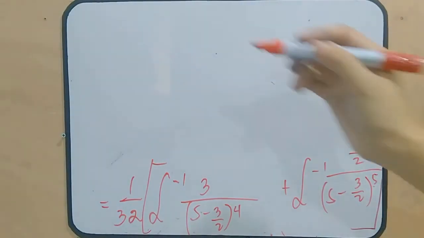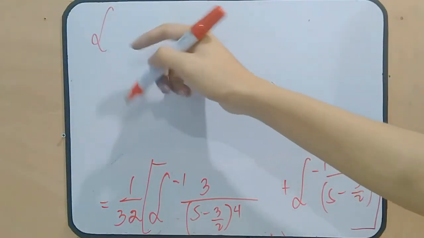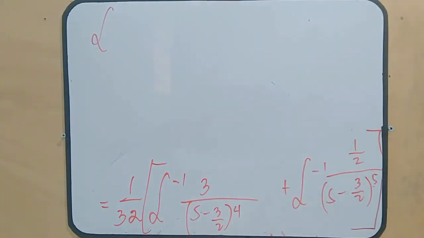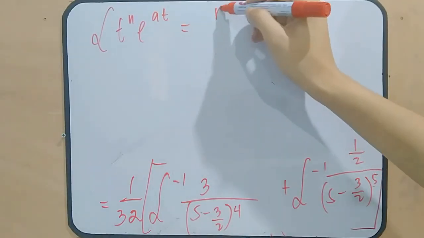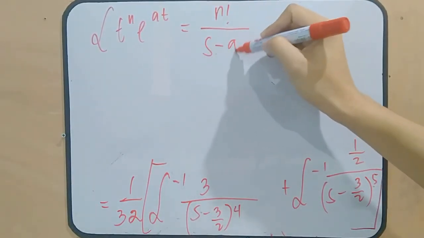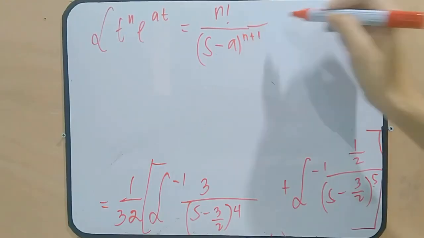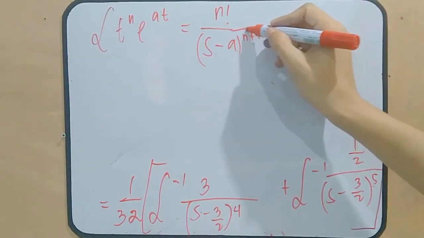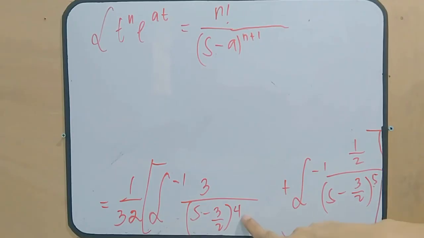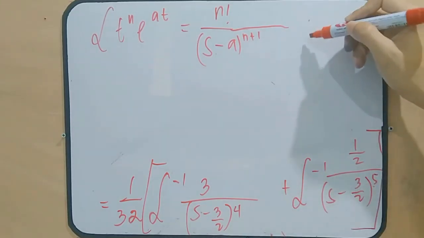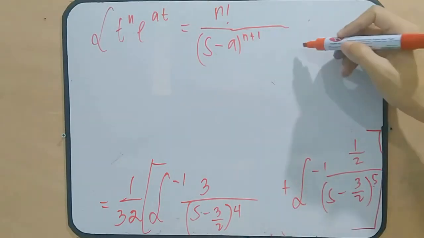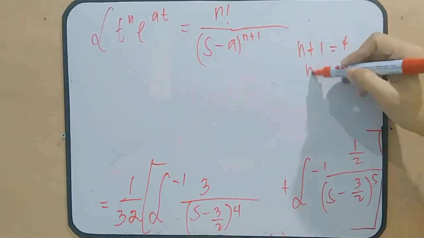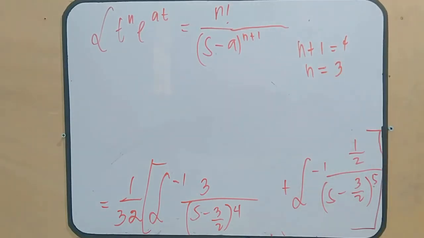So using this formula, we have here the Laplace transform of t raised to n e raised to at equals n factorial all over s minus a raised to n plus 1. Okay? Now for this first expression guys, yung n plus 1 natin is 4. So for the first, focus muna tayo dito guys sa isa. So n plus 1 is 4, therefore n is 4 minus 1, so 3. So 3 yung n dito.